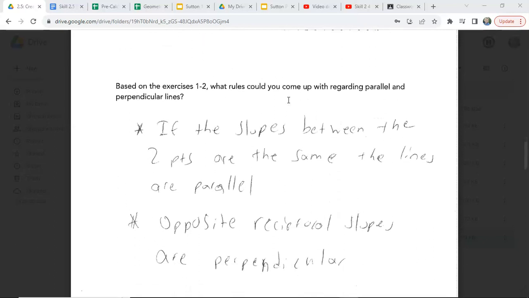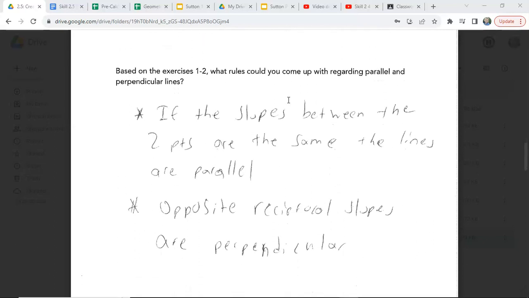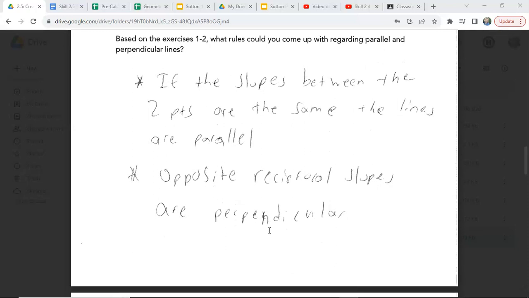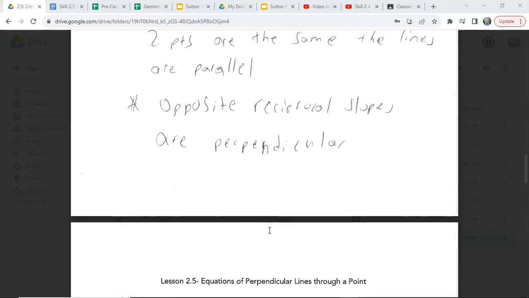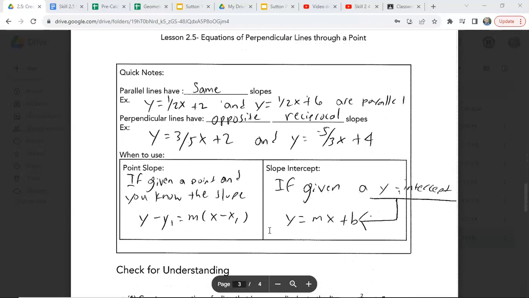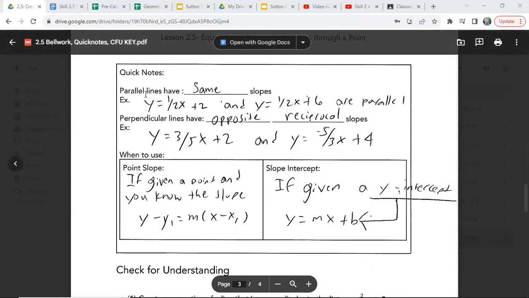Based on the exercises 1 and 2, what rules could you come up with regarding parallel and perpendicular lines? So if the slopes between the 2 points are the same, the lines are parallel. Opposite reciprocal slopes are perpendicular, which we should know from last lesson as well. So your quick notes now onto that. Parallel lines have the same slopes.